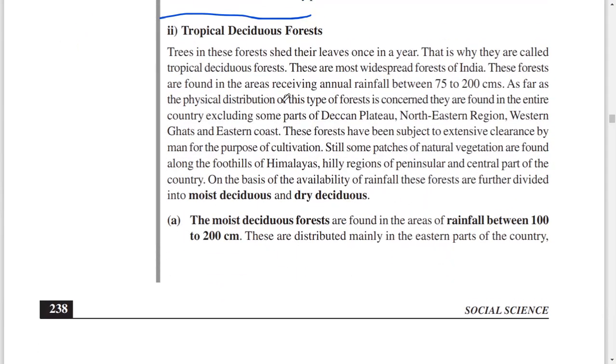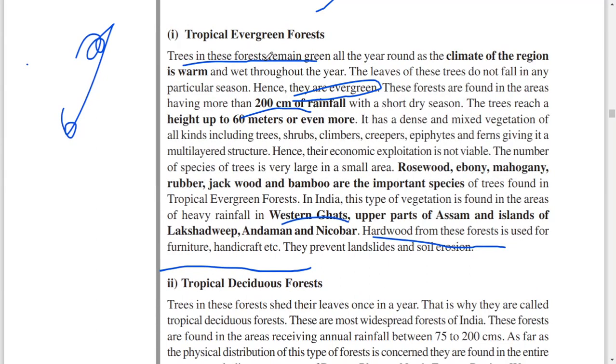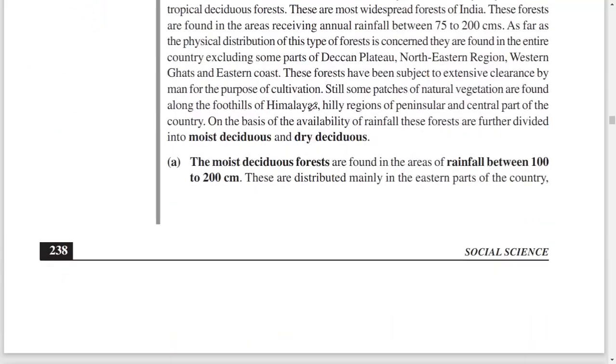Then we have tropical deciduous forest. Trees in these forests shed their leaves once in a year. That is why they are called tropical deciduous forests. These are some of the most widespread forests of India. These forests are found in the areas receiving annual rainfall between 75 to 200 centimeters. In a tropical evergreen forest, 200 centimeters of rainfall is required. In tropical deciduous forests, 75 to 200 centimeters rainfall is required.